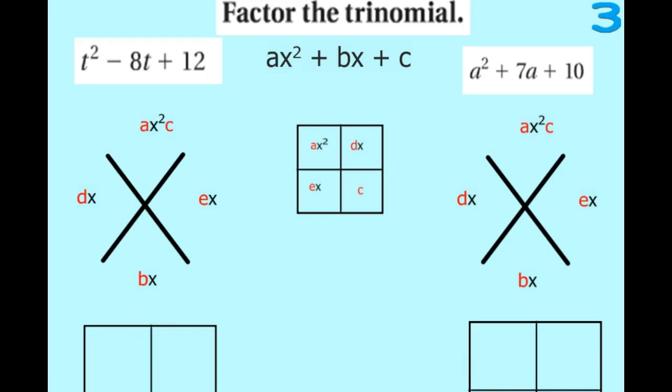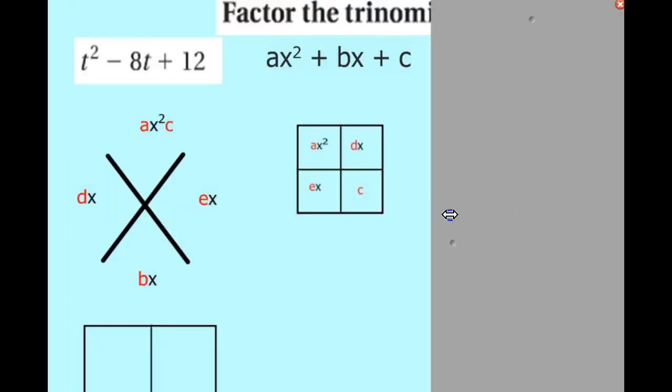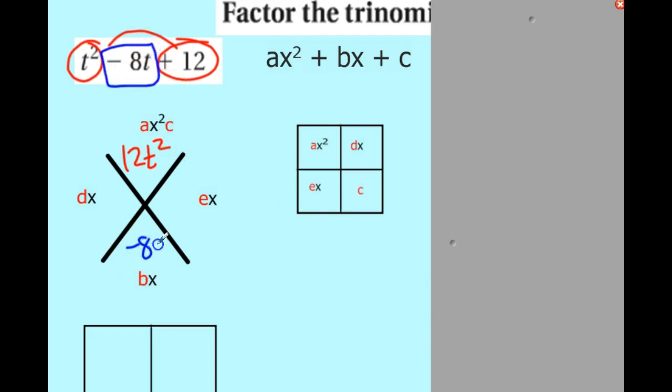Alright, let's just take this one at a time. First, multiply your first and your last term. 12 times t squared is just 12t squared. Our middle term is a negative 8t. Don't forget the negative. That'll make a big difference. And we need to figure out what two numbers multiply to get 12, but add to get negative 8.